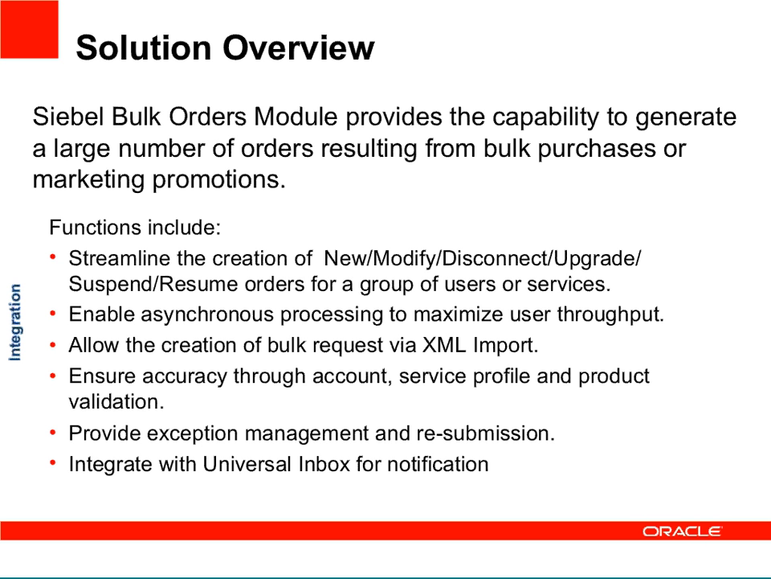Once the bulk request is submitted, the order creation process is asynchronous. Users need not wait for the process to complete. They can check the status later while they work on other activities. Bulk order data can be entered in an Excel file, which can be converted into an XML template. This XML template can be used as input for the bulk request.